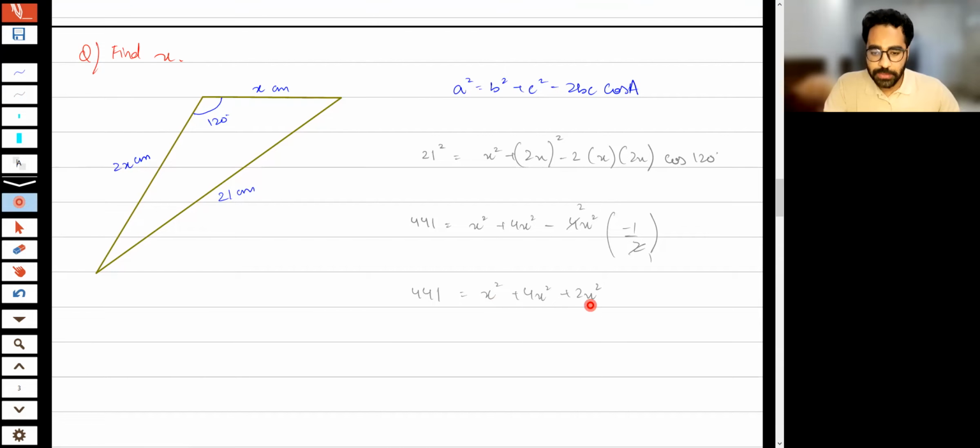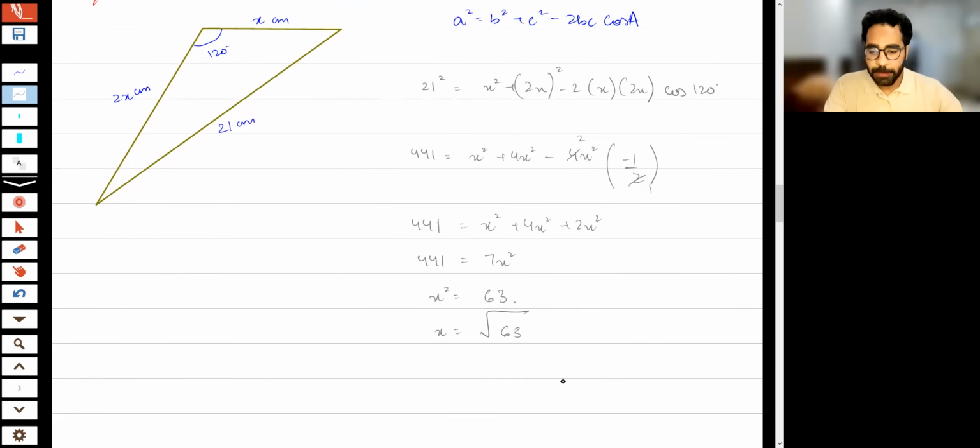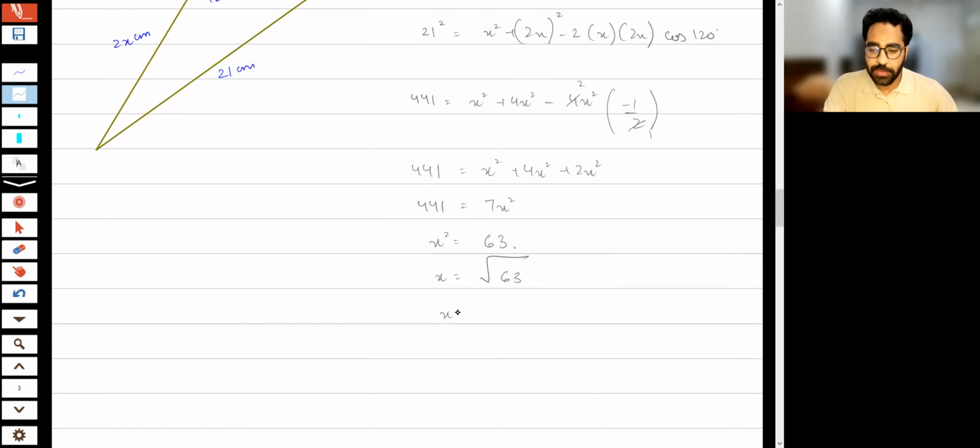X squared plus 4x squared plus 2x squared would be 7x squared. 2 plus 4 is 6, 6 plus 1 is 7. So I'll get 7x squared equals 441. I can divide by 7 on the other side. So I'll get 441 divided by 7, which is equal to 63. I get x squared equals 63. I'll take under root on both the sides, so x equals under root 63. So the value of x comes out as 7.94 centimeters.